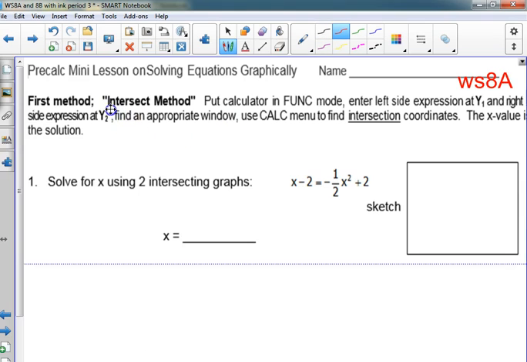We started this yesterday, but the intersect method is when you put the two separate sides of the equation into two separate y values on your calculator, and then you find the intersection point. Thus called the intersect method, okay? So x minus 2 is going to graph as a line. Negative 1/2 x squared plus 2 is going to graph as a parabola, and I'm going to put some parentheses there.